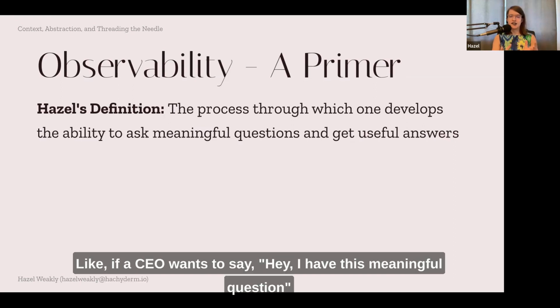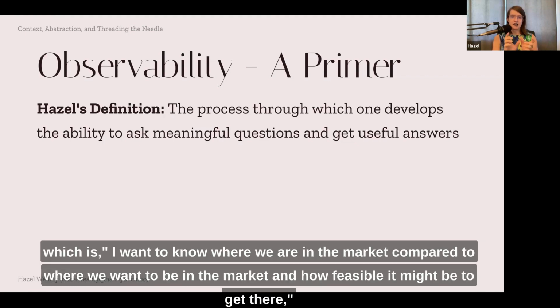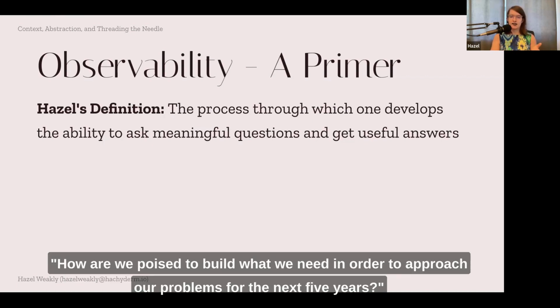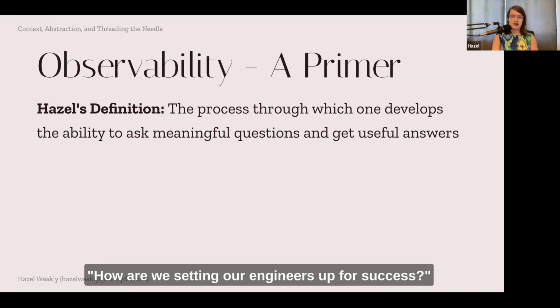If a CEO wants to say, hey, I have this meaningful question, which is, I want to know where we are in the market compared to where we want to be in the market and how feasible it might be to get there, can they answer that? And then can the CTO say, how is our tech stack doing? How are we poised to build what we need in order to approach our problems for the next 5 years? How are we setting our engineers up for success? How are we keeping them happy and healthy? That's a meaningful question. An observable system will let you answer that.